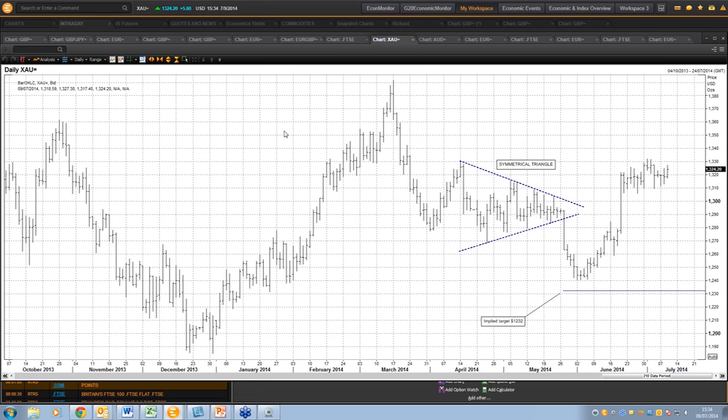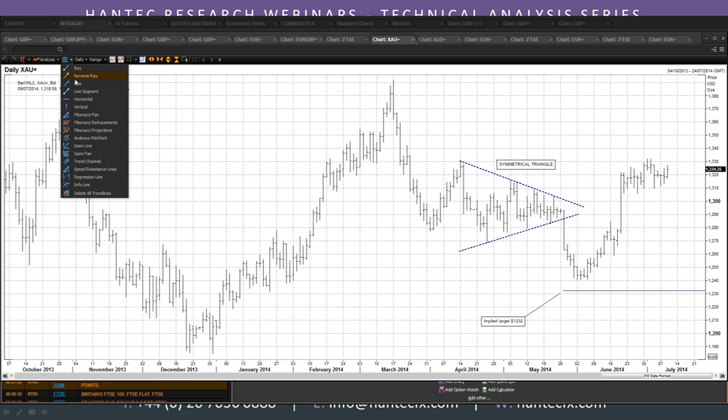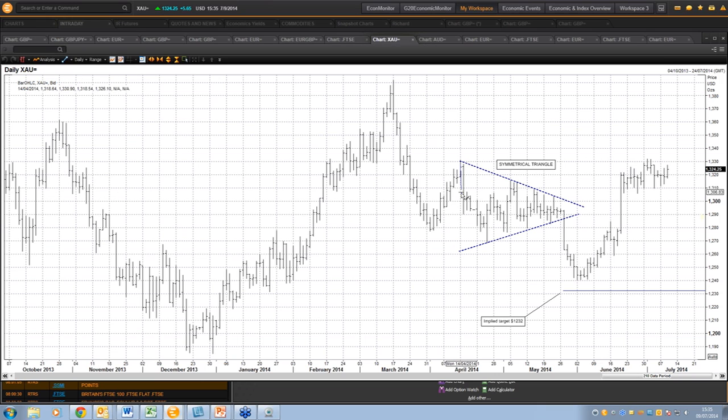Is there a triangle on gold? Well, there was, yes, in April and May. A symmetrical triangle. So what you think about symmetrical triangles. I'm not a big fan of them, but there was a breakdown that didn't actually ultimately find the implied target, because your implied target on the symmetrical triangle, as I said, is the height of the triangle.